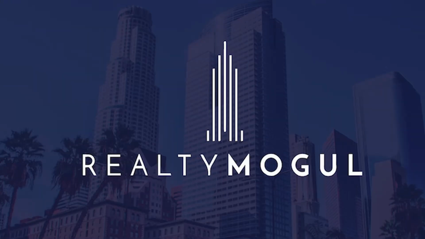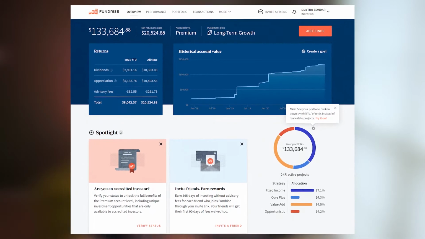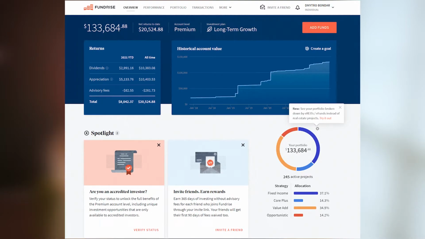Okay guys, to solve this problem you have to use a kind of trick: crowdfunding platforms like Fundrise or RealtyMogul. To be honest, I tried many others, but Fundrise and RealtyMogul are the most popular and user-friendly.